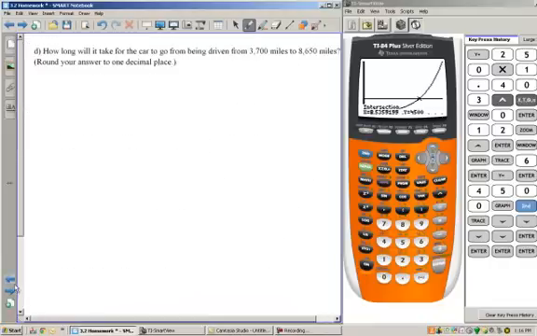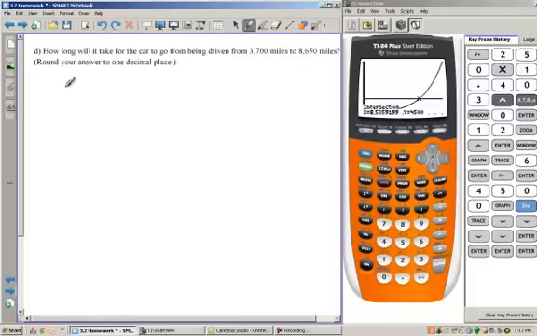All right, and then the final question asks, how long will it take for a car to go from being driven 3,700 miles to 8,650 miles? Round your answer to 1 decimal place. So the idea on this one is that we want to figure out first how long it will take for the car to be driven 8,650 miles, then figure out how long it will take for the car to be driven 3,700 miles, find those 2 times, subtract, and that will give us how long it takes to go from here to there.